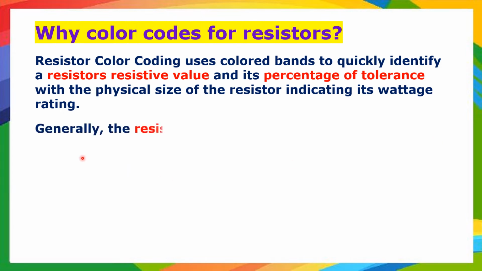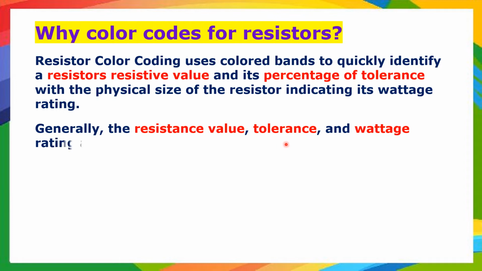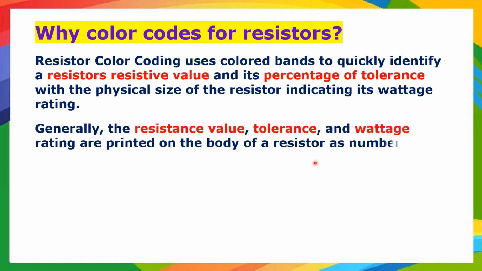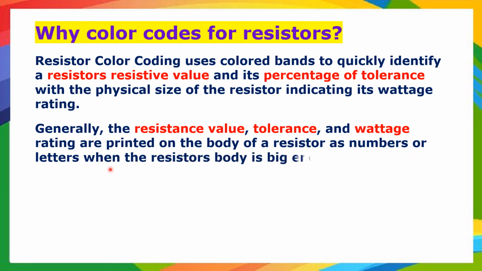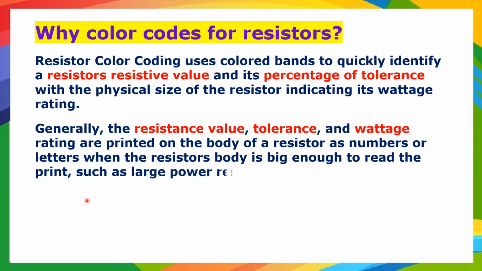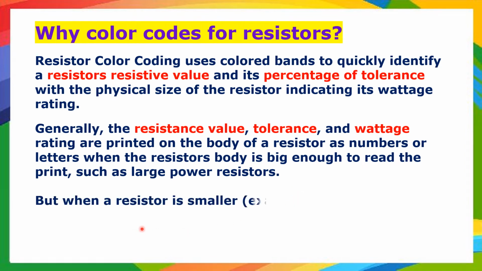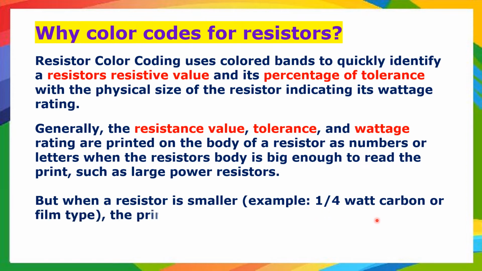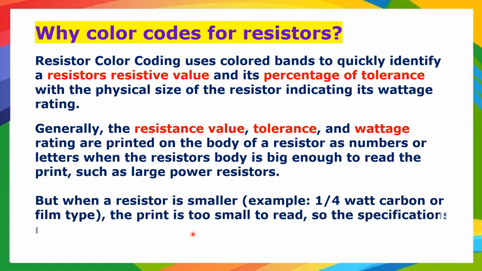Generally the resistance value, tolerance and wattage rating are printed on the body of a resistor as numbers or letters when the resistor's body is big enough to read the print, such as large power resistors. But when a resistor is smaller, for example a 1/4 watt carbon or film type, the print is too small to read. So the specifications must be shown in another way. That's why we use color codes for resistors, and we have to decode these color codes in order to know its specifications. How decoding will be done will be shown now.